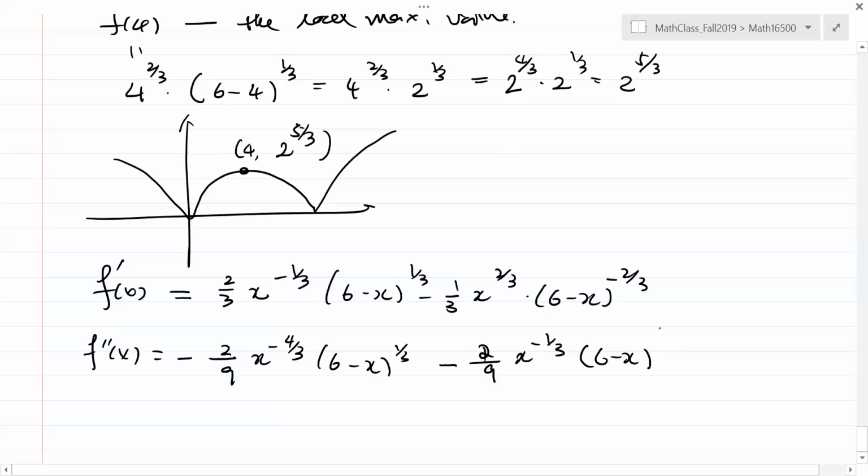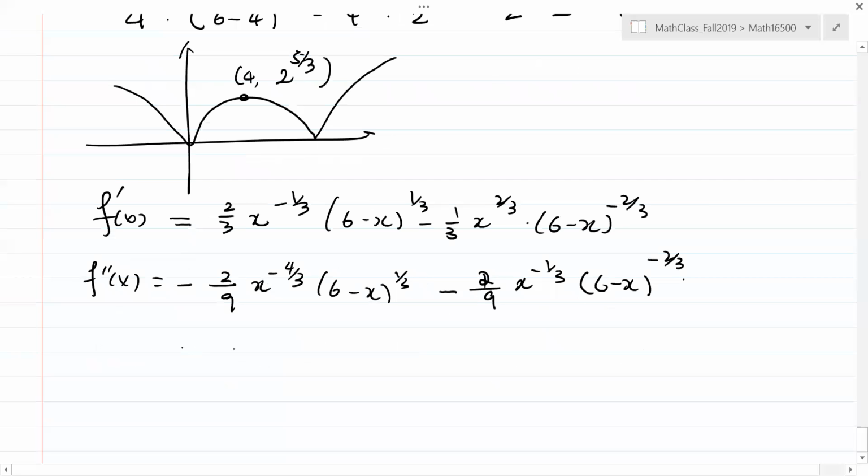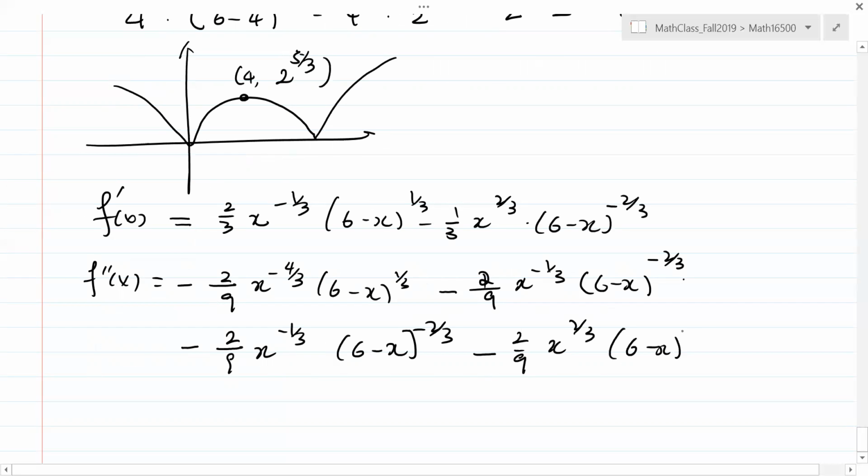This is a product, right? And negative ones, I have this. And then minus 2/9 x to the negative 1/3. And this also would be negative: 2/9 x to the 2/3, 6 minus x to the 5/3. You have a negative sign, you put it outside. So that's it.